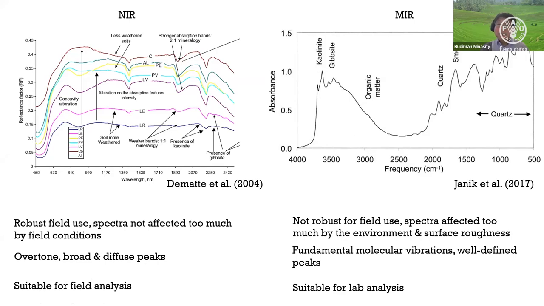Because it's a fundamental vibration, mid-infrared provides well-defined peaks so that it can provide more information about the soil solid. But the difference is that the near-infrared is robust for field use. That means if you take it in the field and measure the infrared, the spectra will be clean. It's not going to be distorted or noisy, even though the soil in the field is not smooth and you haven't ground it, because of the shorter wavelength. It's suitable for field analysis. But the mid-infrared, although it contains more information, the molecular vibrations and fundamental peaks, is not robust for field use because it's quite sensitive to the environment, the surface roughness of the soil, and so on. So it's not well-suited in the field, right?